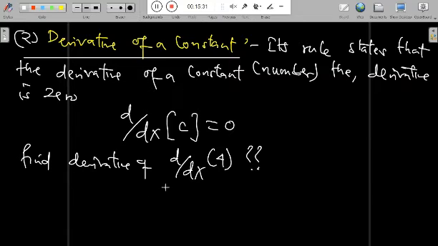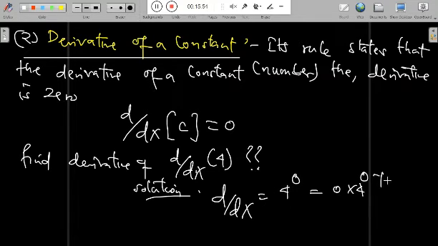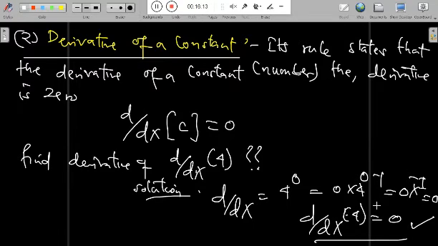For example, find the derivative of d over dx of 4. The answer will be 0. Since 4 is 4 times x raised to the power 0, the derivative is 0 times 4 times x raised to the power 0 minus 1, which is 0 times x to the negative 1. So automatically the answer is 0. Any derivative of a constant is equal to 0.